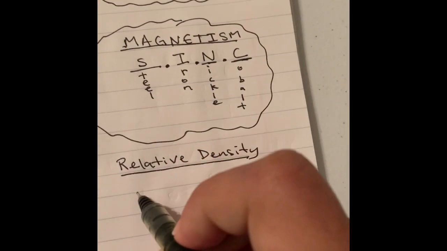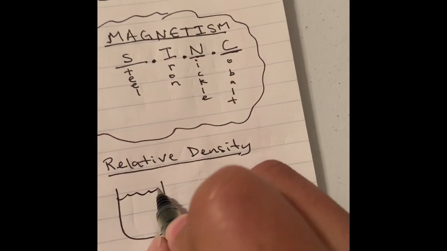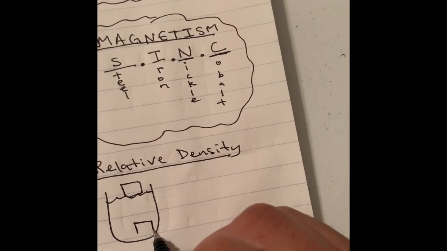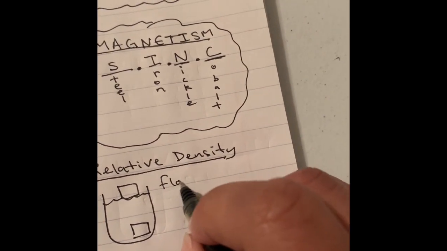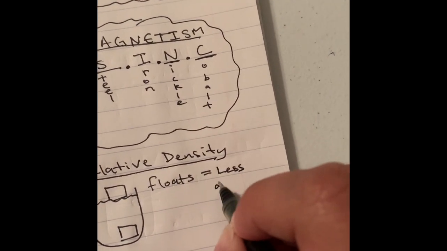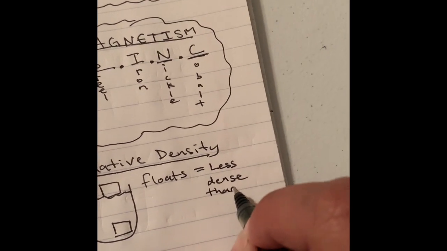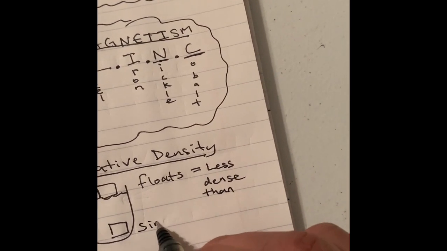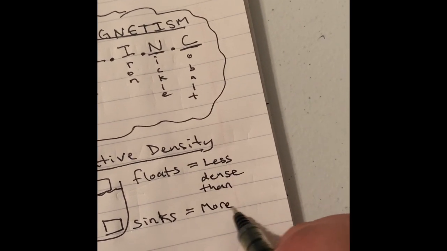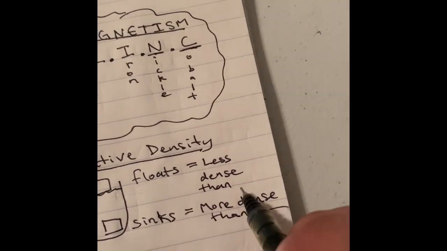So there are 2 groups that it can be in. Either it floats or it sinks. If it floats, again, it is less dense than that liquid. If it sinks, then it is more dense than that liquid.